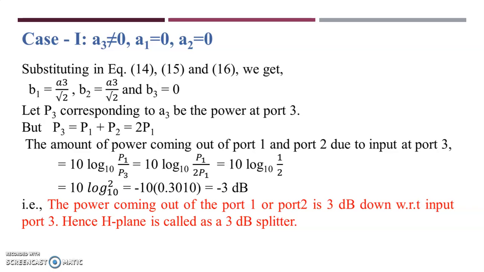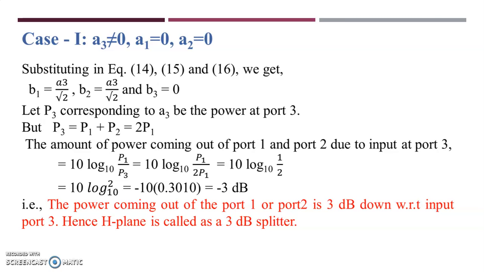And we know that P3 corresponds to A3 at port 3, so P3 is equal to P1 plus P2. We can write this as equal to 2 P1. So accordingly we can find out the power at port 1 and port 2, which is equal to 10 log to the base 10 of output power divided by input power. Output is P1, input is P3, and P3 is equal to 2 P1. We will get 10 log to the base 10 of 1 by 2, that is equal to minus 3 dB. So the power coming out of port 1 or port 2 is 3 dB down with respect to the input port. Therefore the H-plane tee is also called a 3 dB splitter.